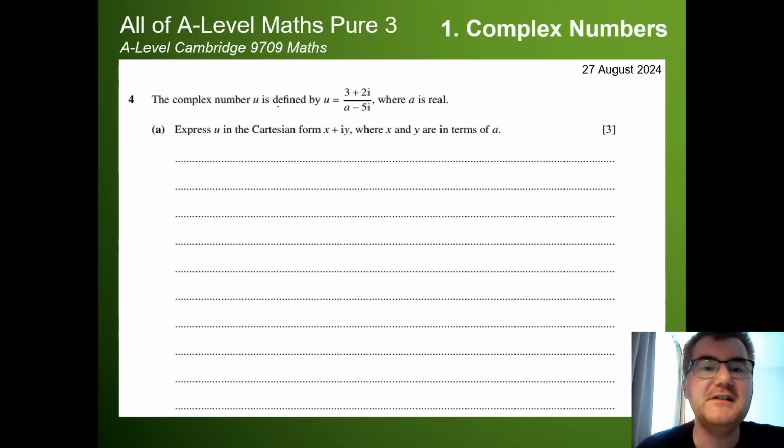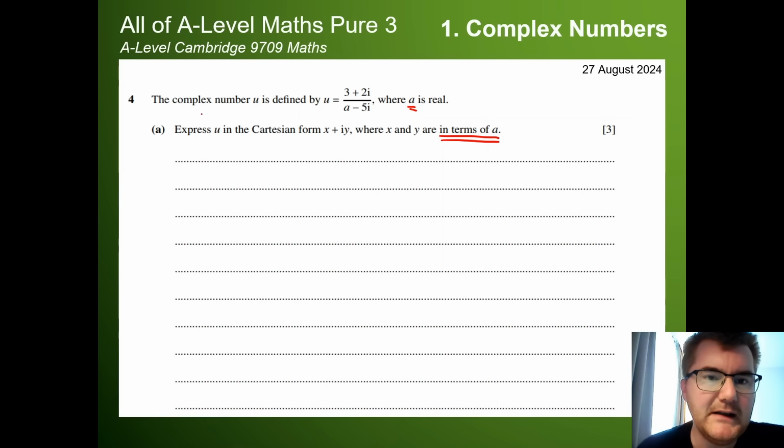So we're given a complex number here defined by u is equal to (3 plus 2i) over (a minus 5i), where a is a real number, not complex, and express u in the Cartesian form x plus iy, where x and y are in terms of a. So notice we're not looking for x being 3 or something, we're looking in terms of this constant a.